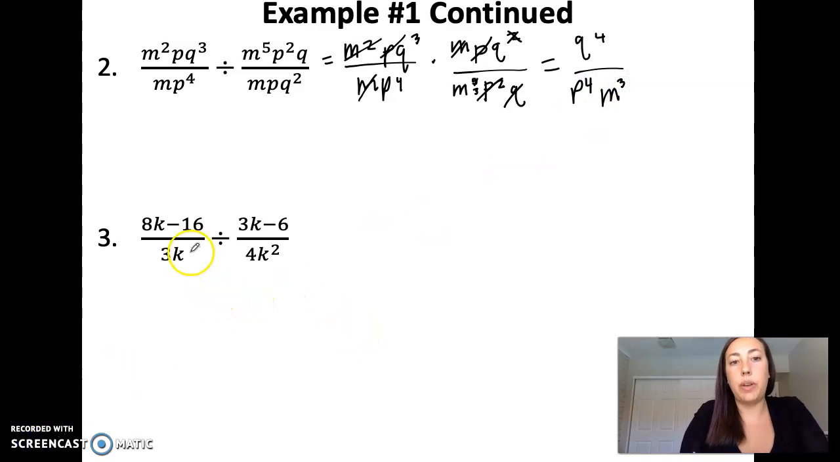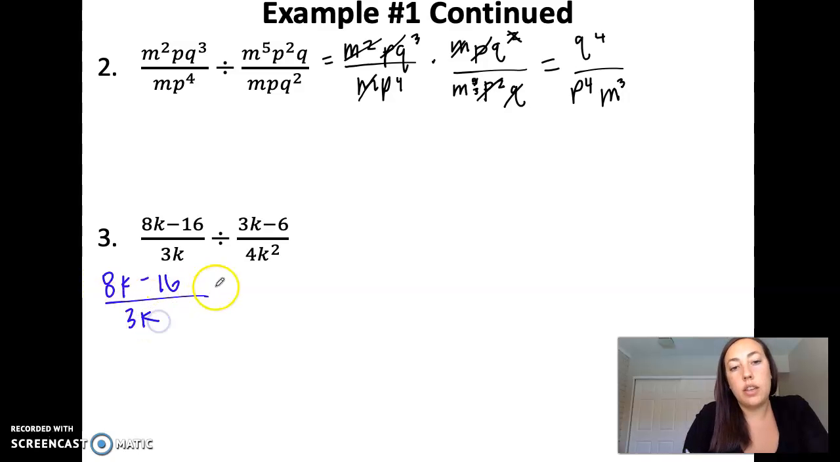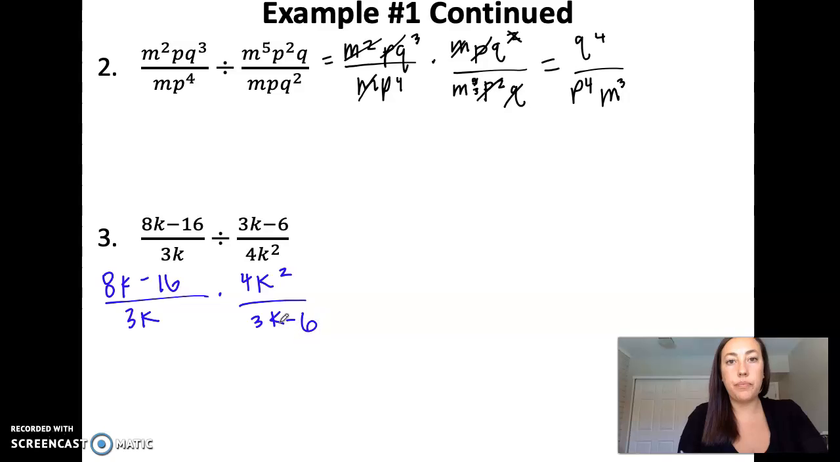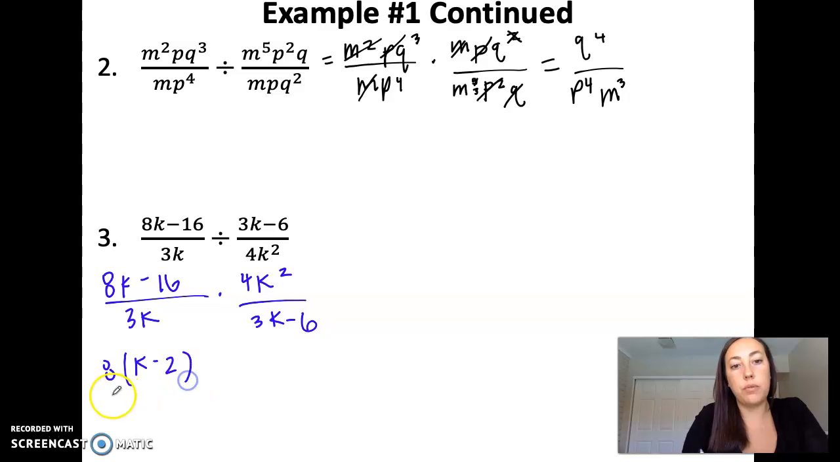All right, so this next one, we're going to do 8k minus 16 over 3k divided by 3k minus 6 over 4k squared. So again, the first fraction stays the same, not changing anything there. Second fraction, we're going to multiply by the reciprocal, so 4k squared over 3k minus 6. Now, when you start having these binomial terms, you're going to want to factor. So here we have a greatest common factor of 8. We can factor out an 8, and we're left with k minus 2. And here, I'm going to leave the 4k squared.